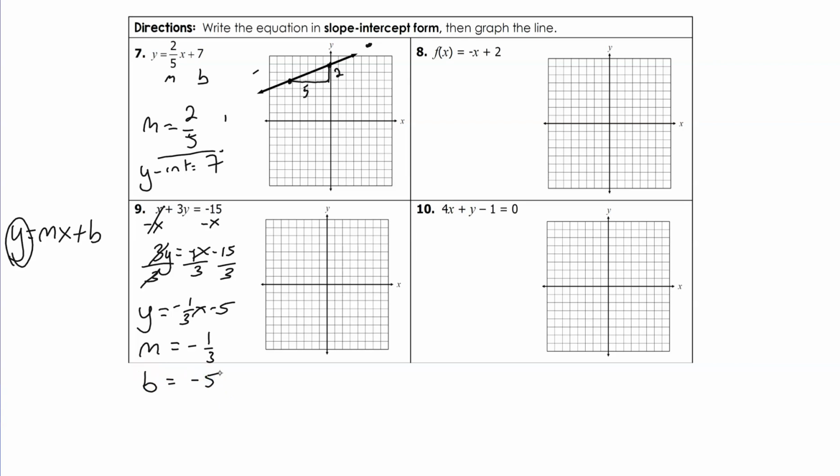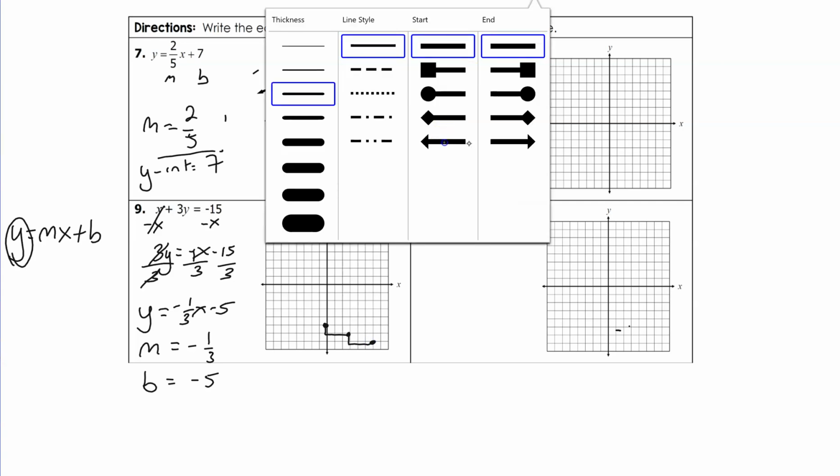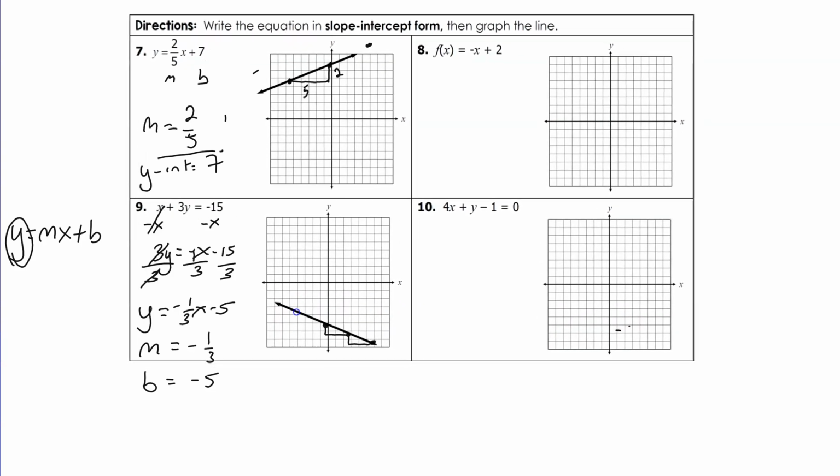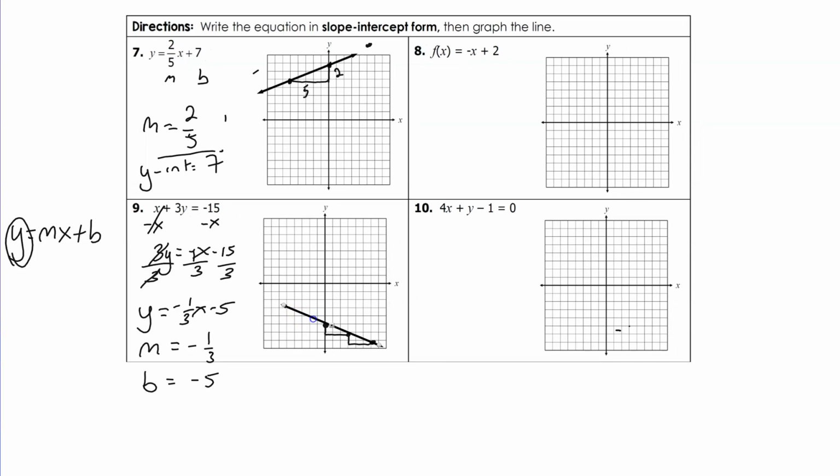So that means I'm going to start at negative 5 on the y, which is 1, 2, 3, 4, 5. So right there. And my slope being negative 1/3 means go down 1 and over 3. Down 1 and over 3. And then I can go ahead and graph my line. I don't want to move my graph. I want to move my line. There we go. And now my line is graphed.